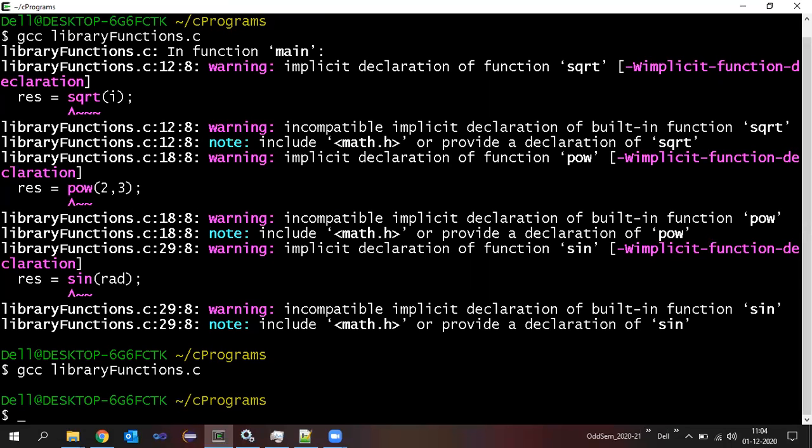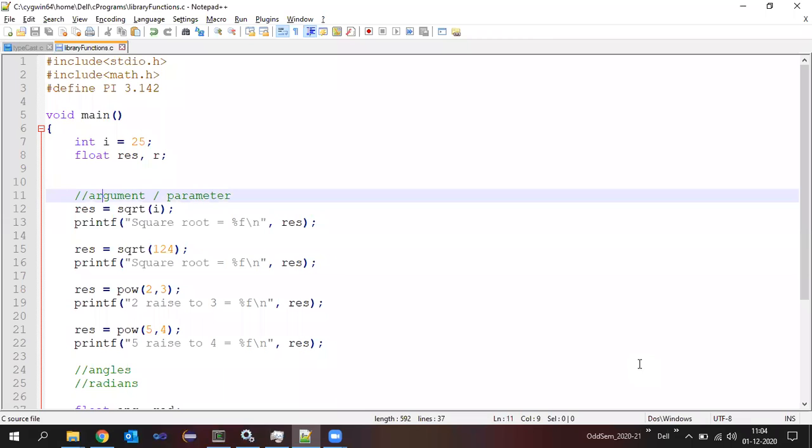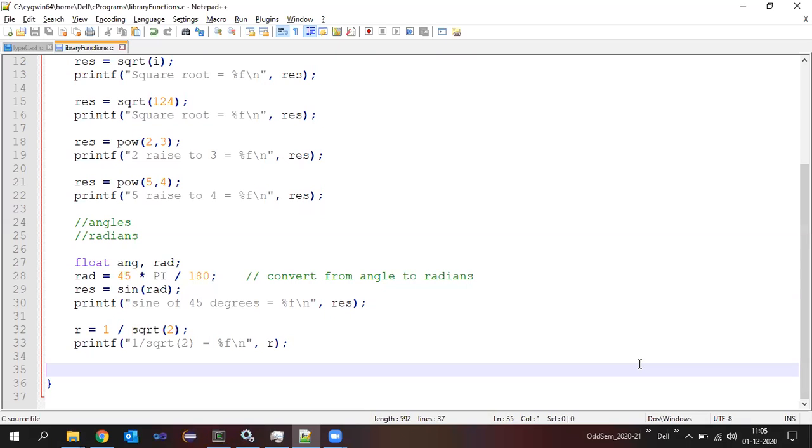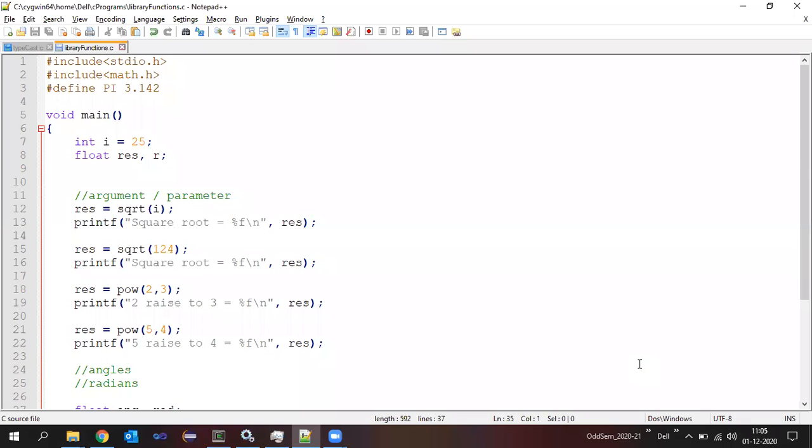Any doubts, students, here? Are there any doubts, students? I have a doubt. Yes, go ahead. When we were doing the previous programs like simple addition, multiplication, that time we didn't put this include math thing, sir. But still it was compiling. Why only for this?